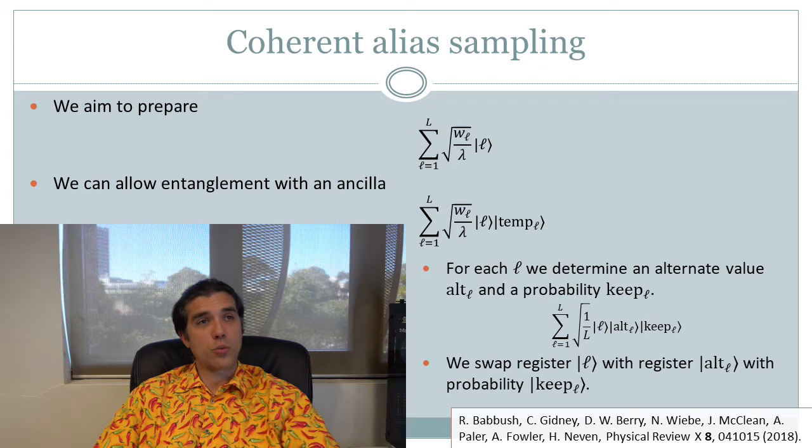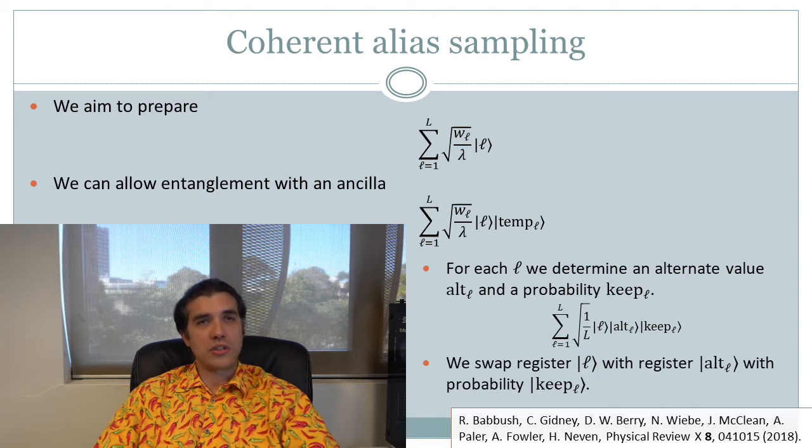For that part, we used a method we introduced in prior work, which we call coherent alias sampling. The general principle is that for the purpose of a linear combination of unitaries, the prepared state is allowed to be entangled with an ancilla. Because of this, it's possible to use a coherent version of alias sampling to achieve the state preparation.